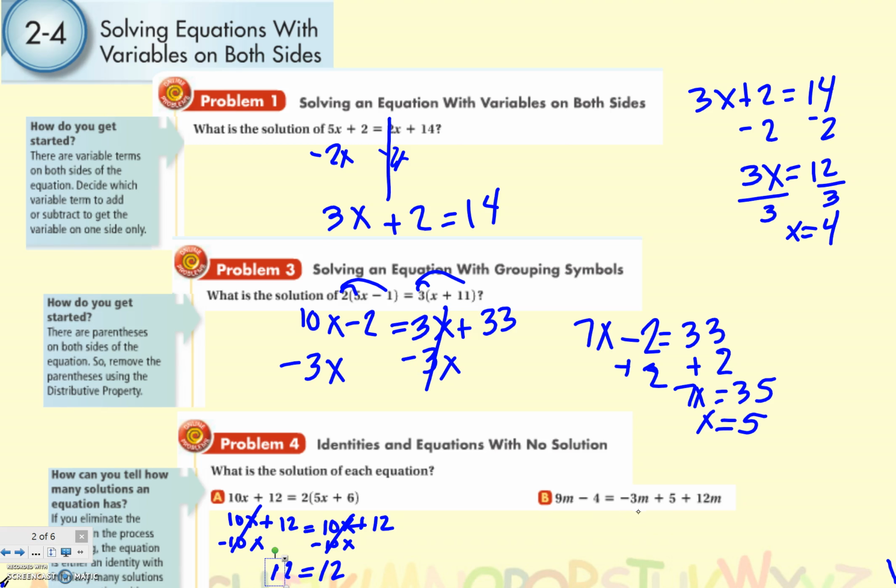And the way that you know the difference is if they're equal, like these are equal, then it's an identity. But if you look at this one, when I combine like terms here, I get 9m plus 5. And I subtract the 9m over, so both my 9m's are going to cancel. And I'm left with negative 4 equals 5. Negative 4 does not equal 5. So therefore this one is a no solution. But this one, where they did equal, is an identity. That means any number you plug into x will work in that problem.